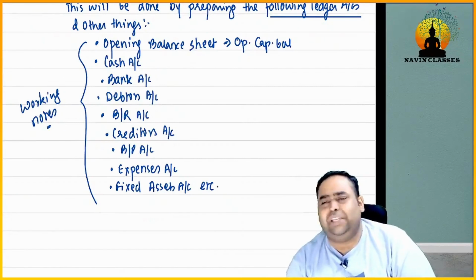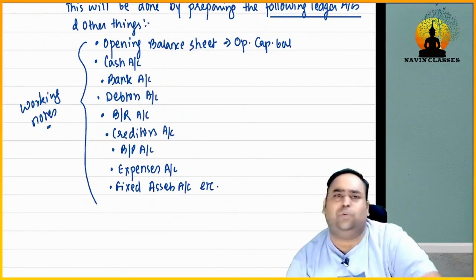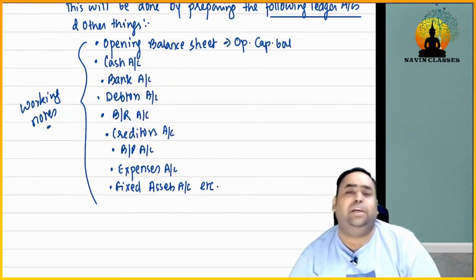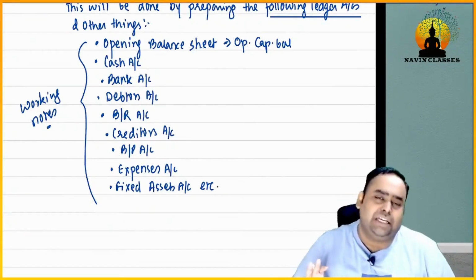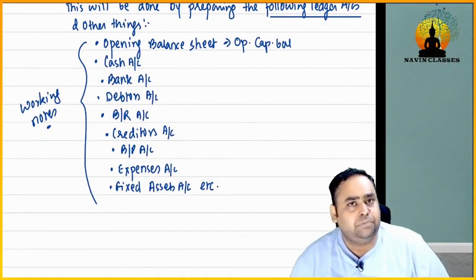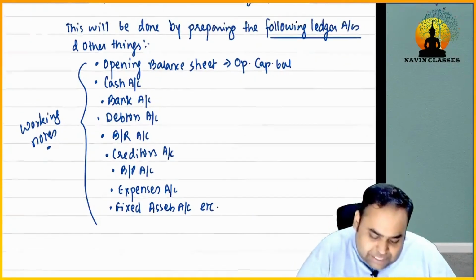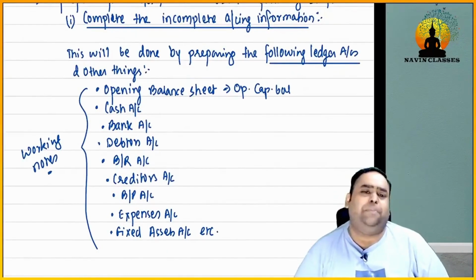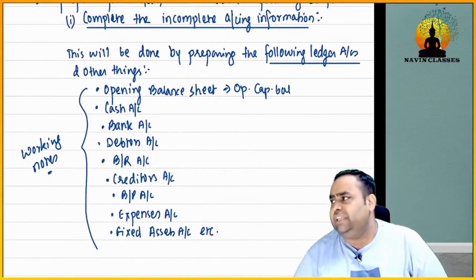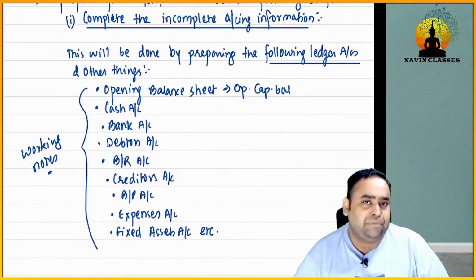Wherever you think there is no need for the ledger and you can do it just by thinking, then do it like that. And where you feel that there is a lot of information, then we will create a ledger and complete all those things properly. So now our first step will be that we first complete our incomplete accounting records by preparing these ledger accounts in the working notes.